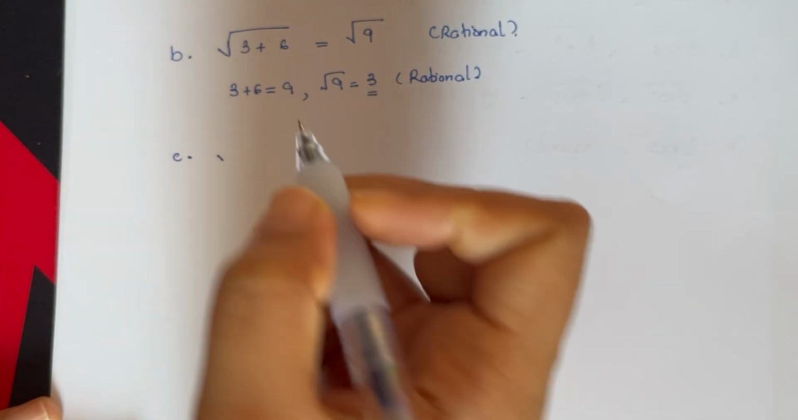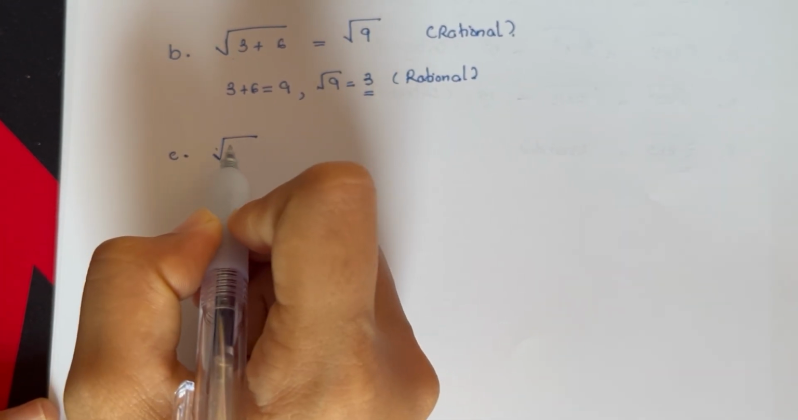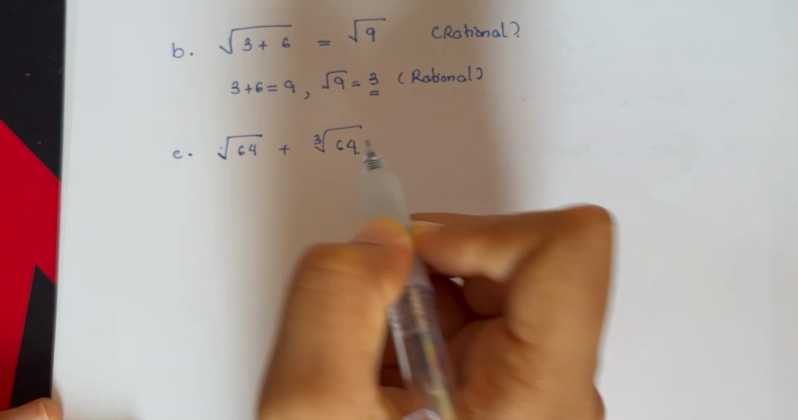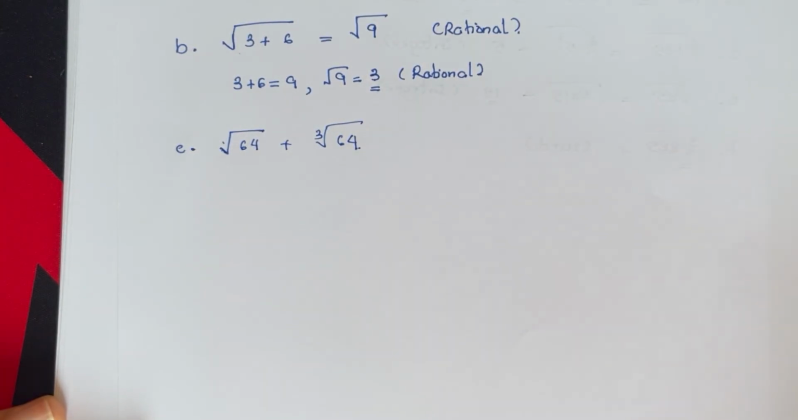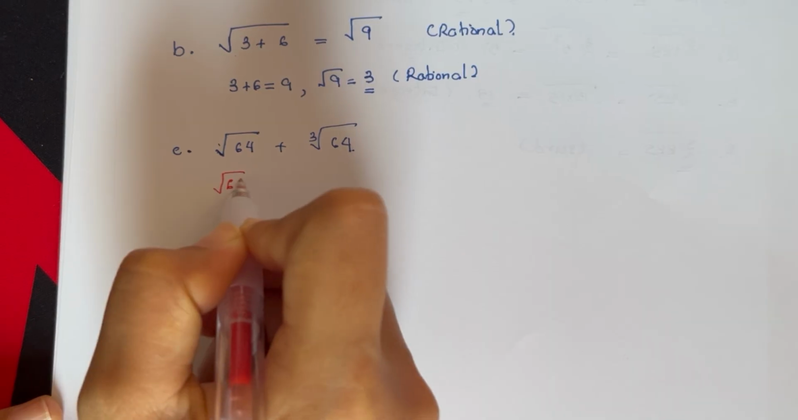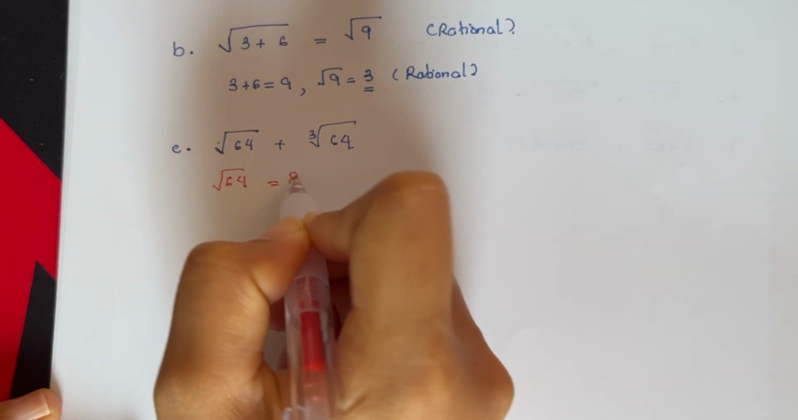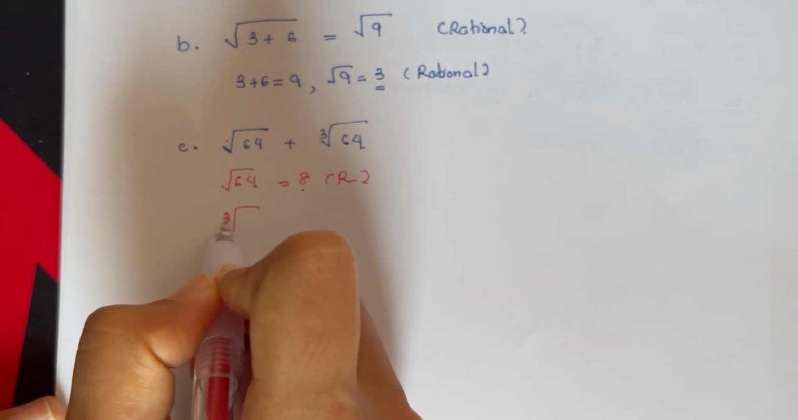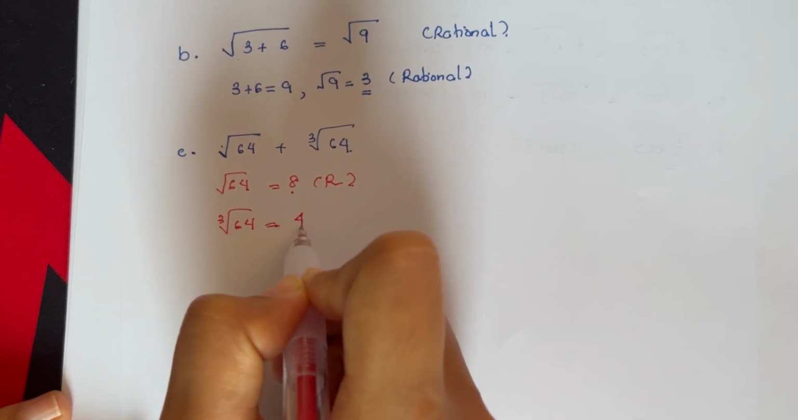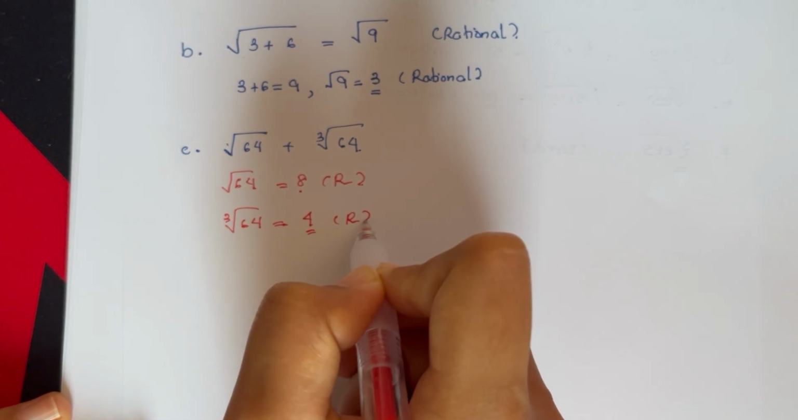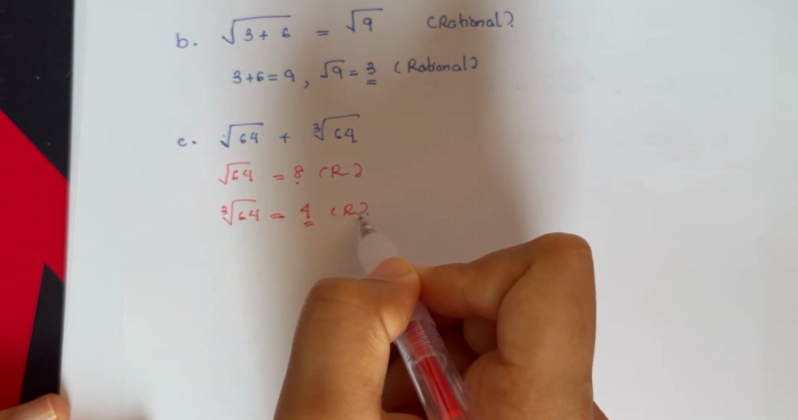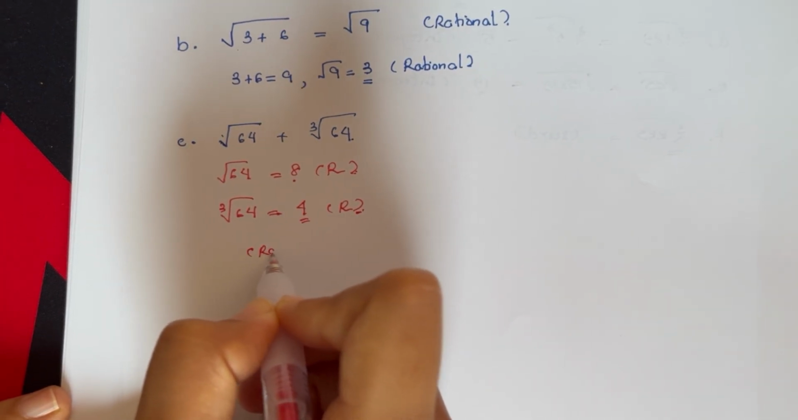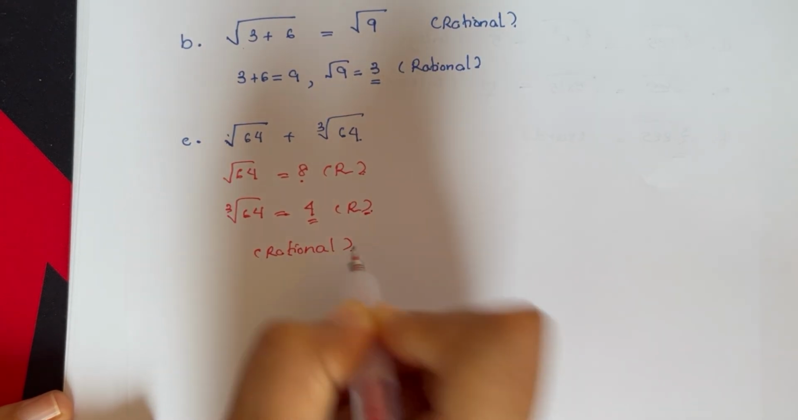C, root 64 plus cube root of 64. So let's see that root 64 equal to 8. 8 is a whole number and this is a rational number. Cube root of 64 is equal to 4. And this is a rational number also. So if we add the rational number with the rational number also, it will result in a rational number. So the conclusion, the answer is, it is a rational number.